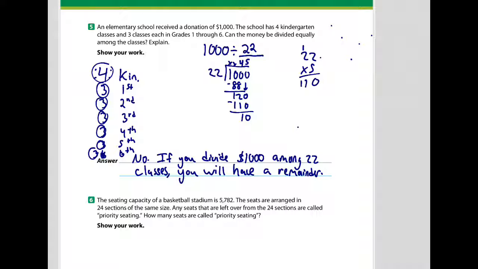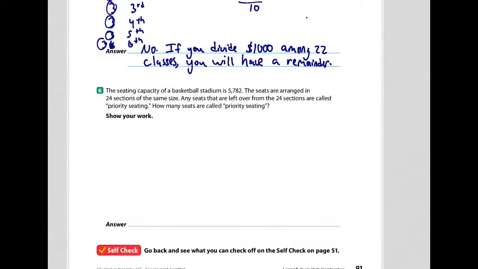All right, you ready for the last one? Number 6. The seating capacity of a basketball stadium is 5,782. The seats are arranged in 24 sections of the same size. Any seats that are left over from the 24 sections are called priority seating. How many seats are called priority seating?